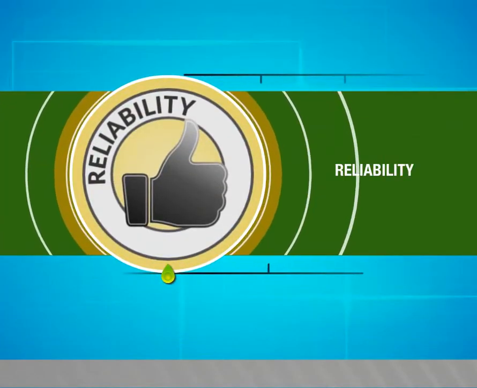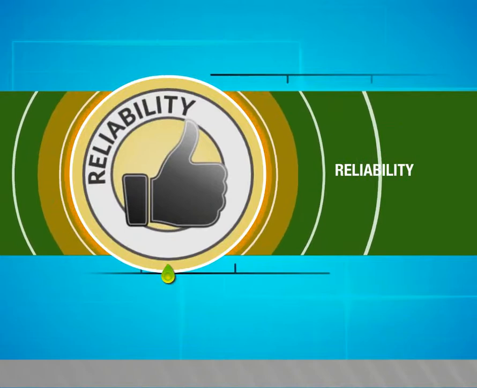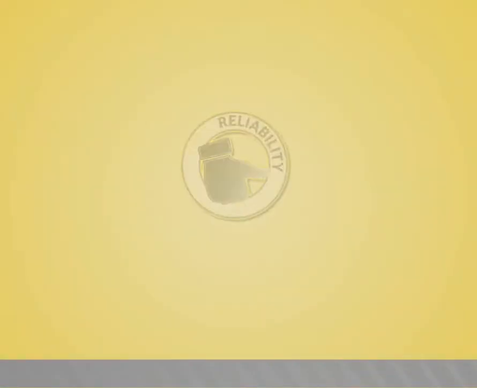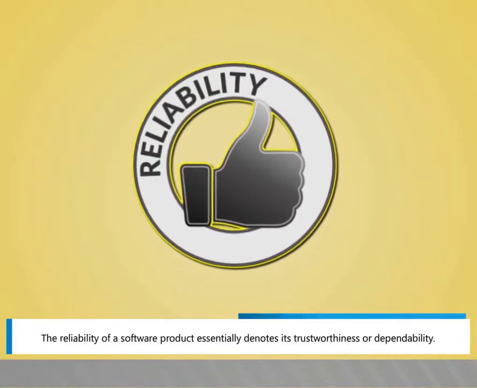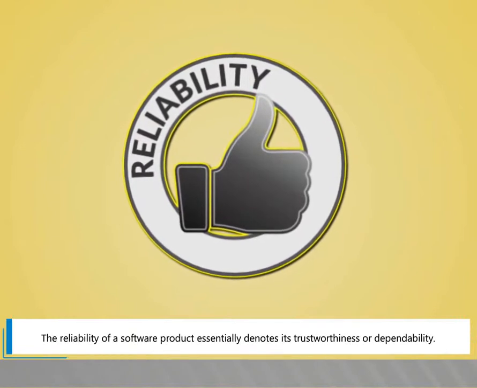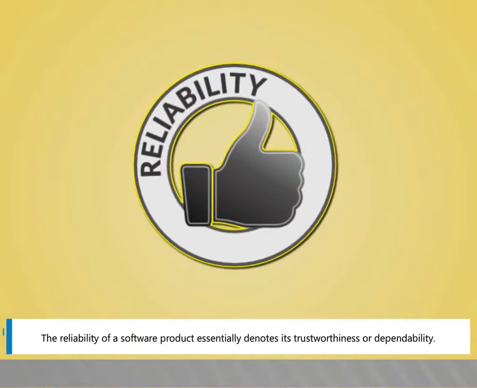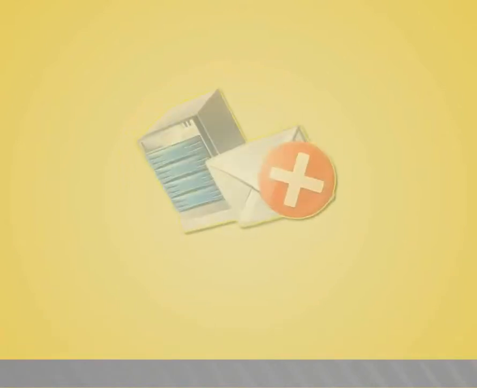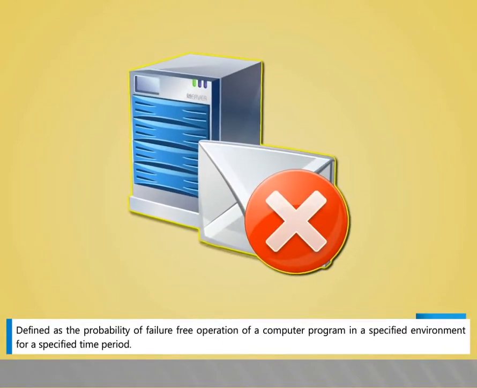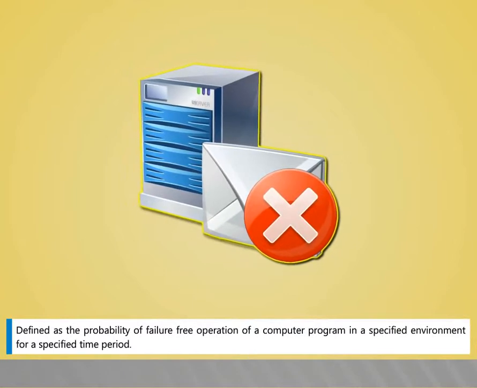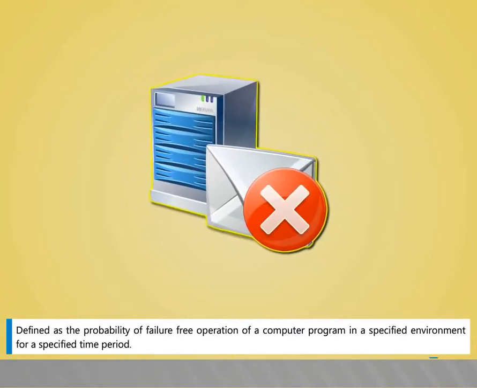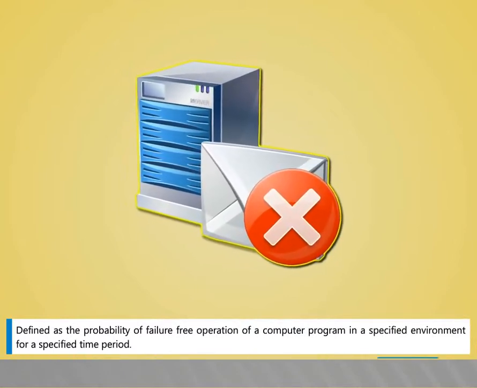Reliability. In this video, we are going to see about reliability. The reliability of a software product essentially denotes its trustworthiness or dependability. It is defined as the probability of failure-free operation of a computer program in a specified environment for a specified time period.